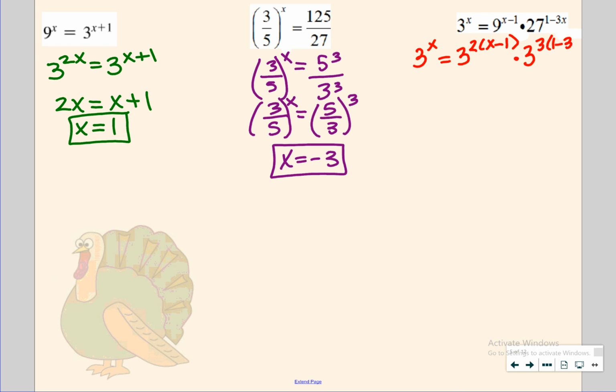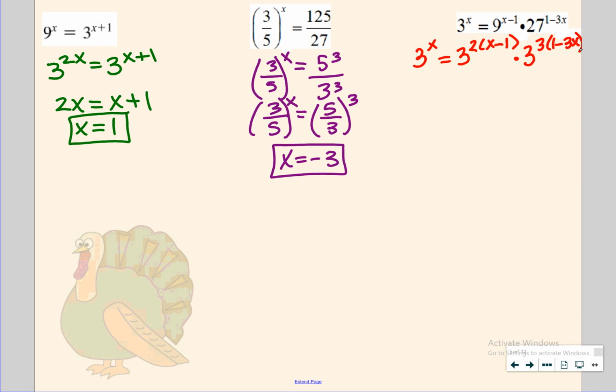1 minus 3x. Okay, here's the biggest mistake people make when solving these problems. At this point, they stop and compare the exponents. You can't do that yet. You need a base to a power equals a base to a power. There's too many bases still on that right side. So we need to take that right side and push them together. So you need to know your exponent rules.